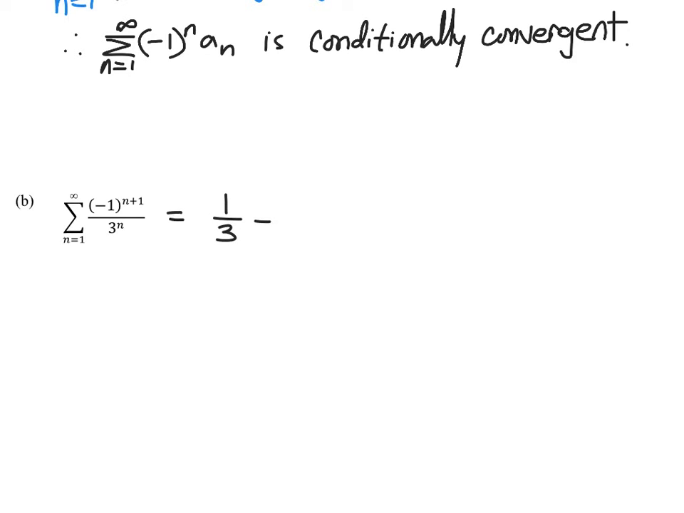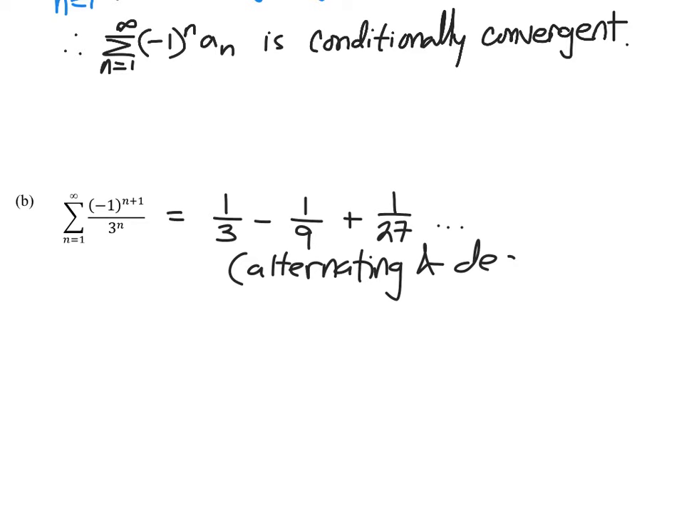Then we're going to have minus. You put a 2 in, it's going to be an odd exponent up top, so negative. So 1 over 3 squared is going to be 1/9, plus 1 over 3 cubed, which is going to be 1/27, and so on. So it's alternating and decreasing. All right, so what I'm going to do is find the limit as n approaches infinity of 1 over 3 to the n.